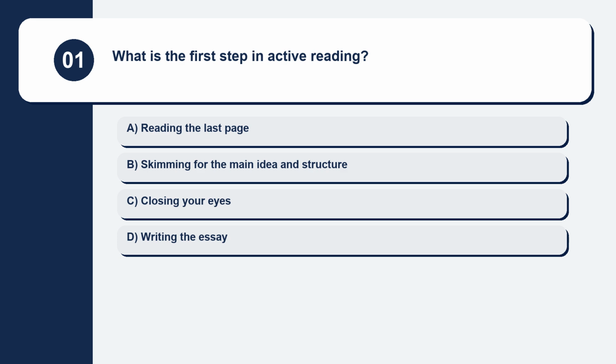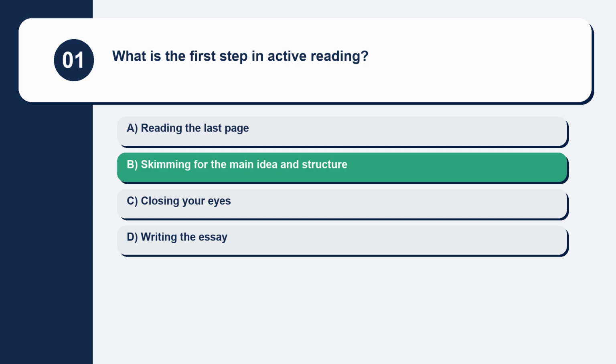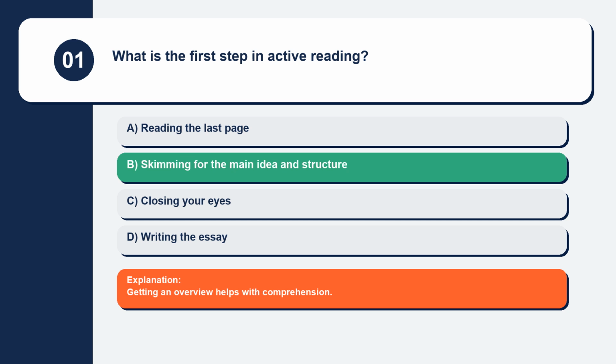Question 1. What is the first step in active reading? Reading the last page. Skimming for the main idea and structure. Closing your eyes. Writing the essay. Getting an overview helps with comprehension.